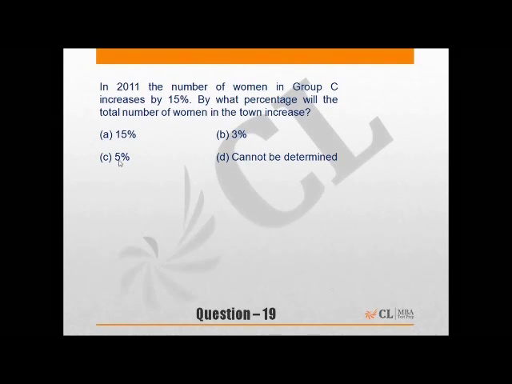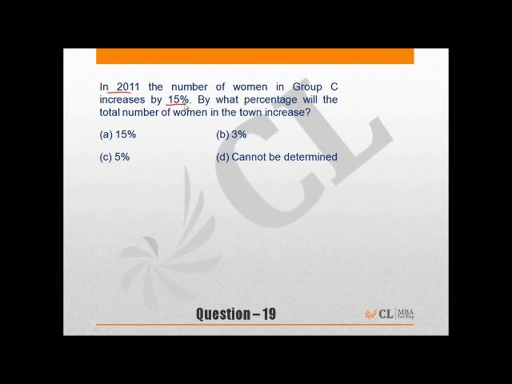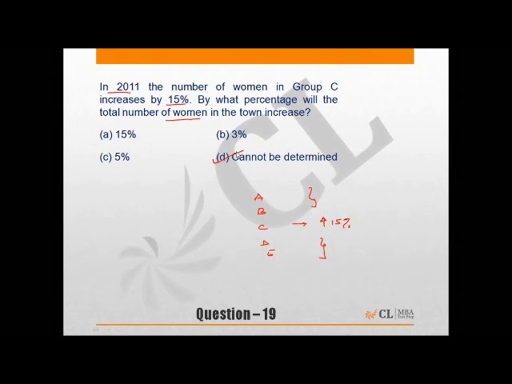Question 19. In 2011, the number of women in group C increased by 15%. By what percentage will the total number of women in the town increase? In 2011, the percentage increase for women is given to us for group C. So if I look at A, B, C, D, E, group C has gone up by 15%. But what has happened to the other groups? Not told to us. We don't know whether groups A, B, D, E have increased or decreased, or what change has happened. Since that is not given, again, it cannot be determined.